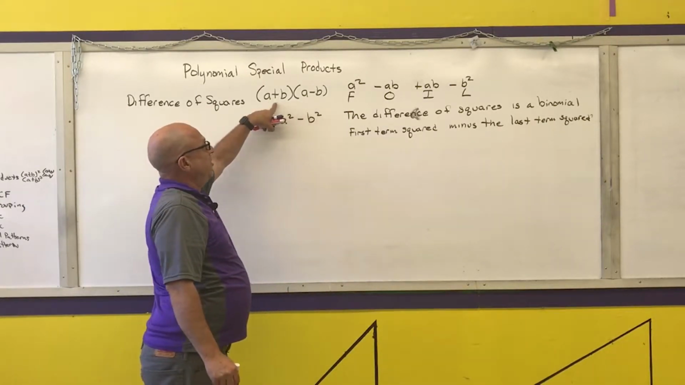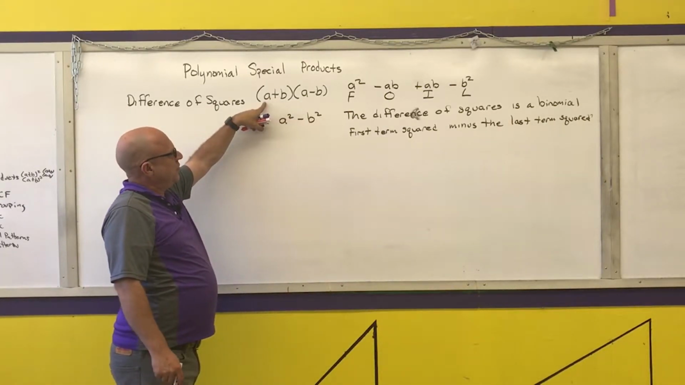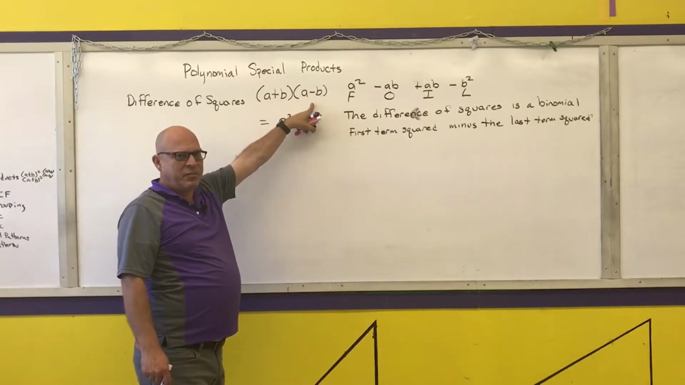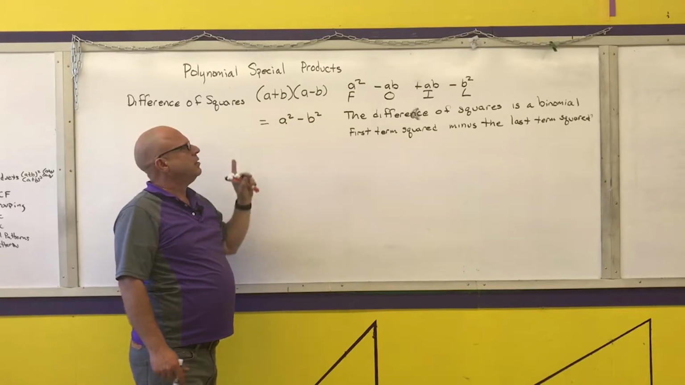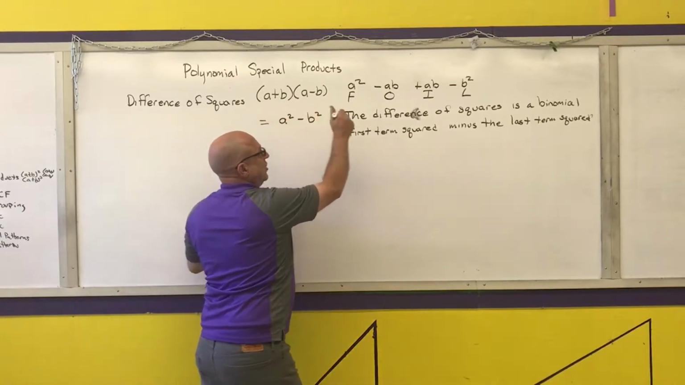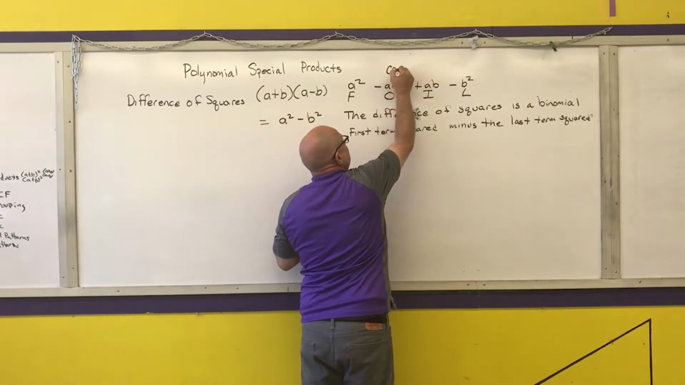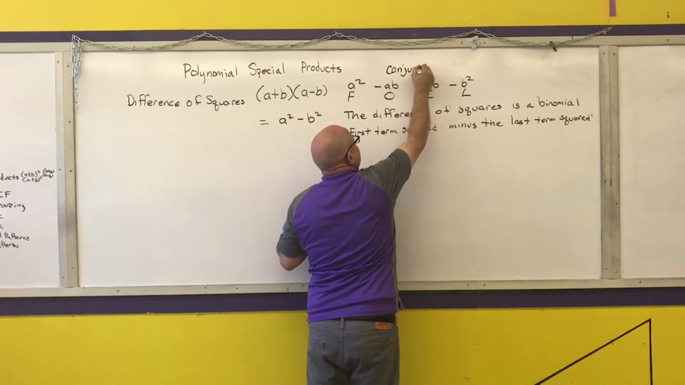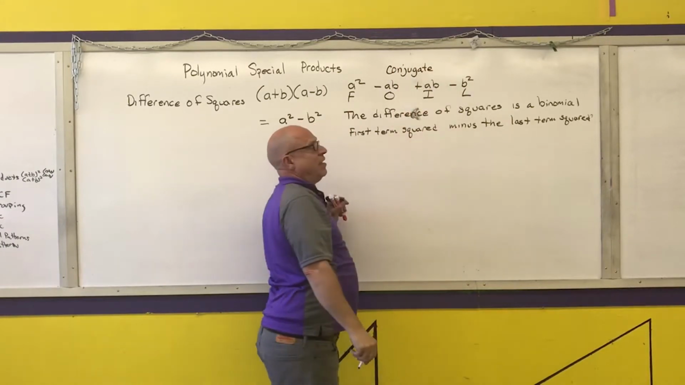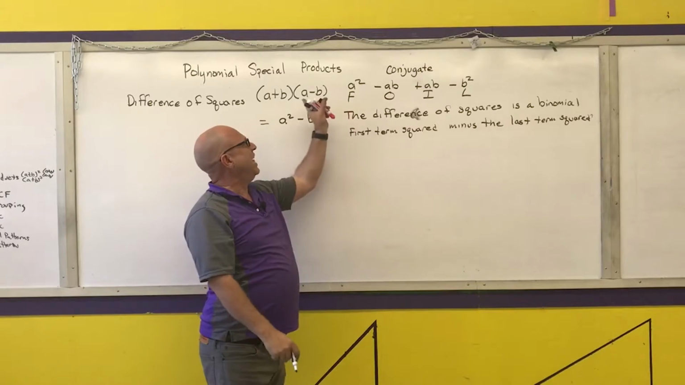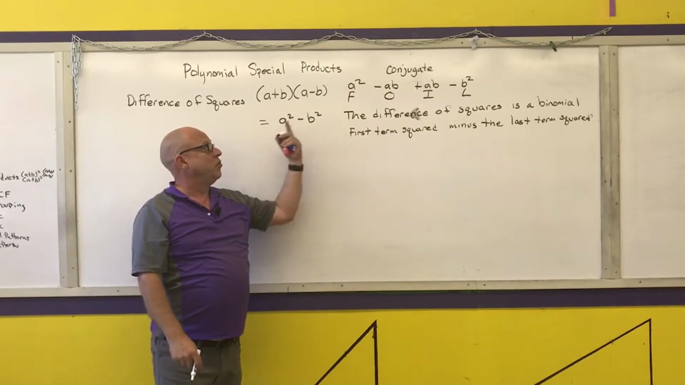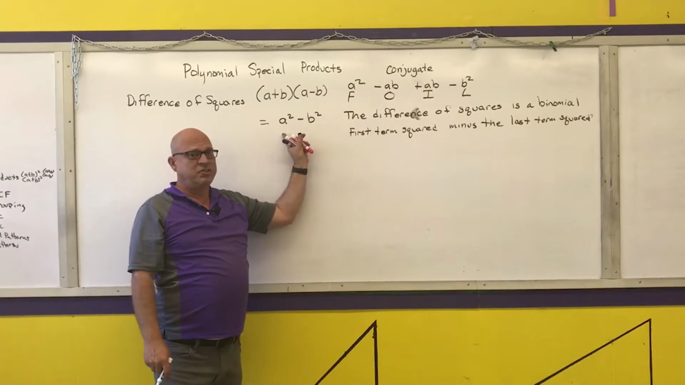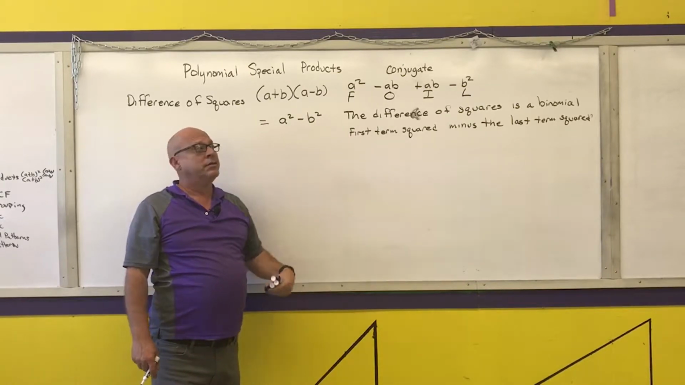You may have already had a class where if I have a binomial and the only difference between another binomial and it is the sign that's in between the two terms, these are conjugates of each other. Okay, and there are a lot of times that I end up multiplying conjugates together. Okay, so it's always going to be the first term squared minus the last term squared.